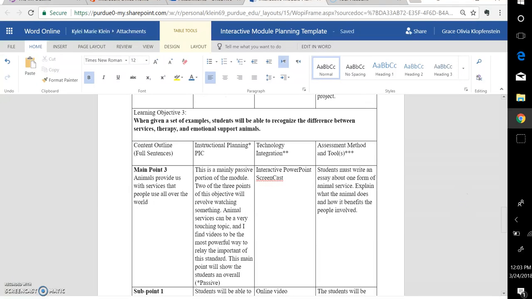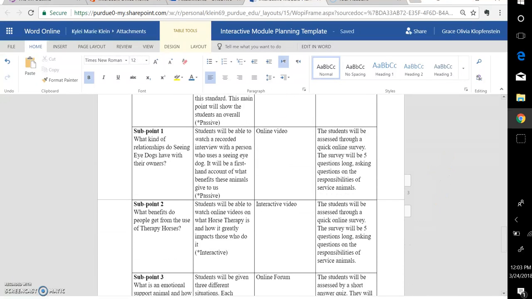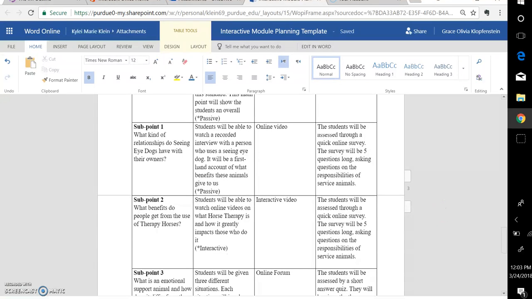So say they want to choose service, and they choose a seeing eye dog. So what you would do was you would write an essay on how a seeing eye dog benefits its people and what it does in order to benefit them. Now if you come down into subpoint 1, you're going to be looking at what kinds of relationships do seeing eye dogs have with their owners.